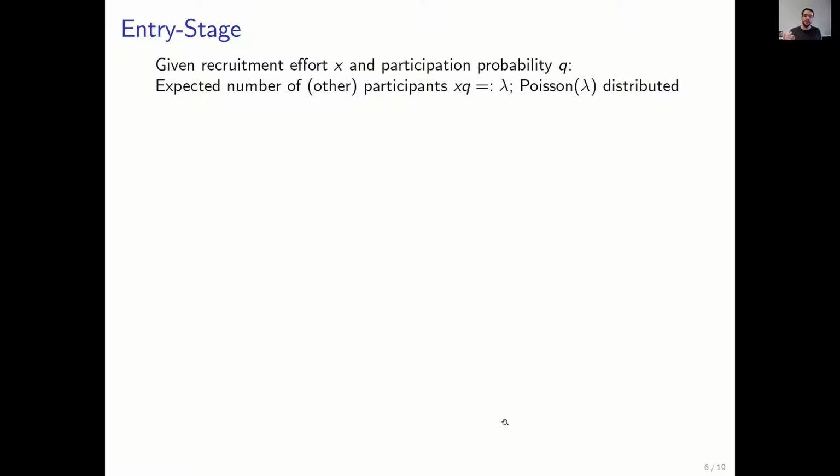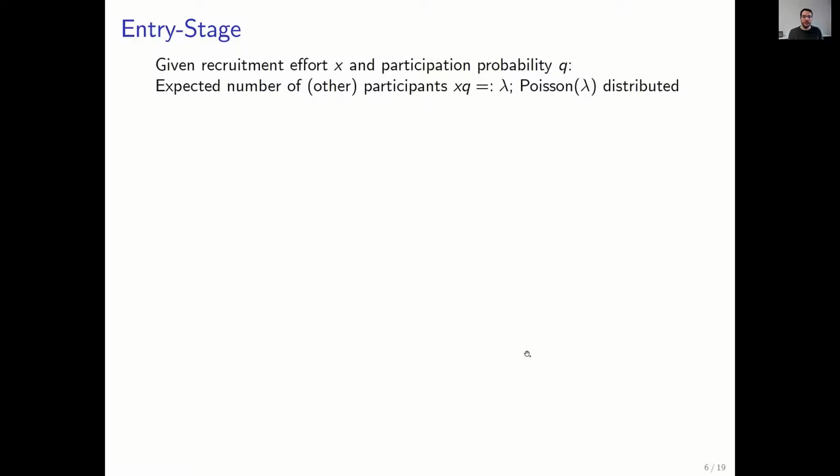So now let's go back to the entry stage. Given a recruitment effort X and a participation probability Q, the expected number of participants is X times Q. So this is the participation level, and we'll denote it by lambda. The number of actual participants is also Poisson distributed with mean lambda. This is one of the nice features of the Poisson distribution: the number of contacted bidders is Poisson distributed and the number of actual participants is also Poisson distributed.